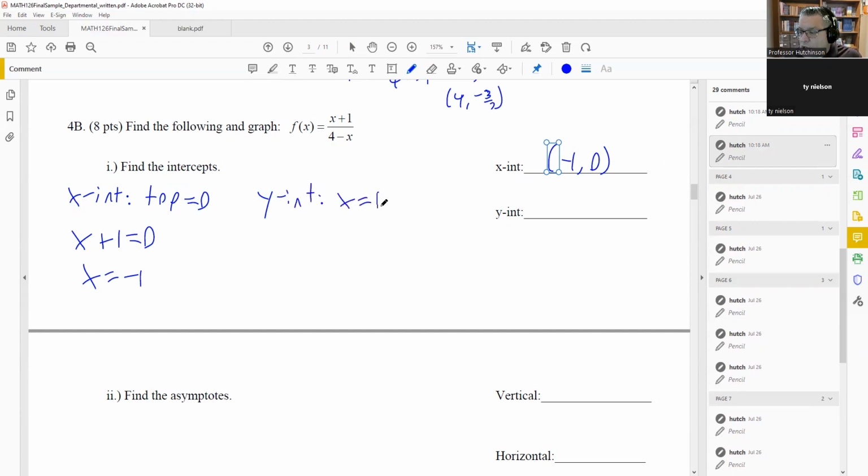The y-intercept is where you put in a 0 for x. f of x is the same as y, so we'll do 0 plus 1 over 4 minus 0. That gives us 1/4. So that's going to be 0 and 1/4.